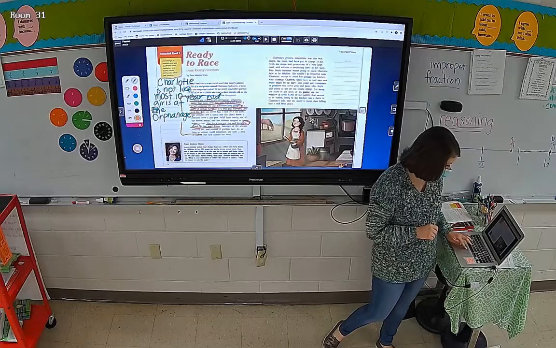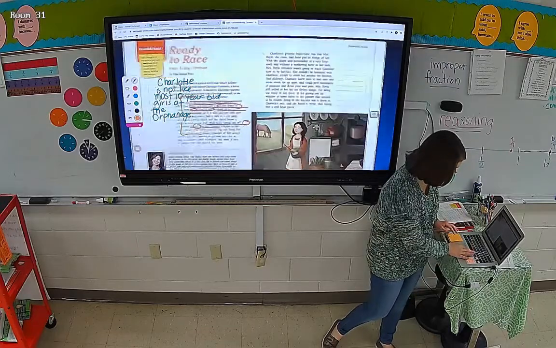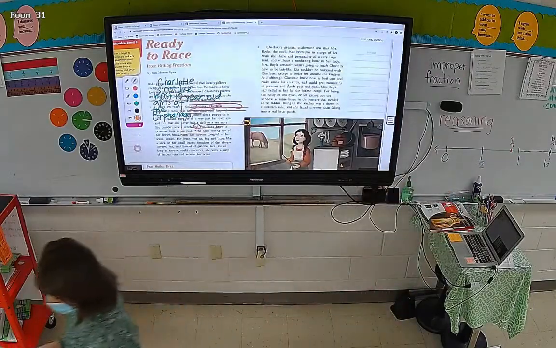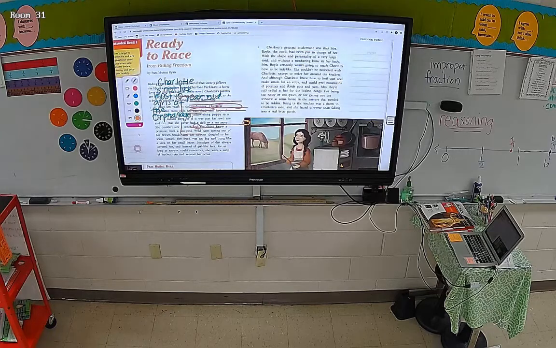Charlotte's greatest misfortune was that Mrs. Boyle, the cook, had been put in charge of her, with the shape and personality of every large toad and without another bone in her body. Mrs. Boyle certainly wasn't going to teach Charlotte how to be ladylike and couldn't be bothered with Charlotte, except to order her around the kitchen.